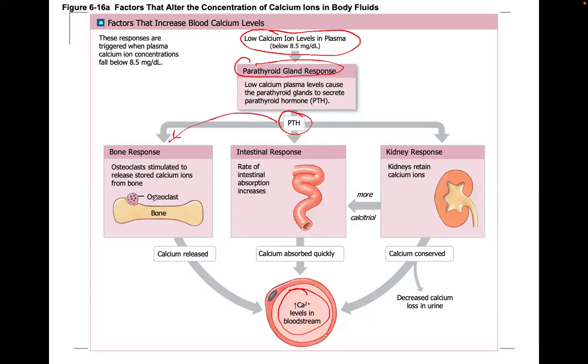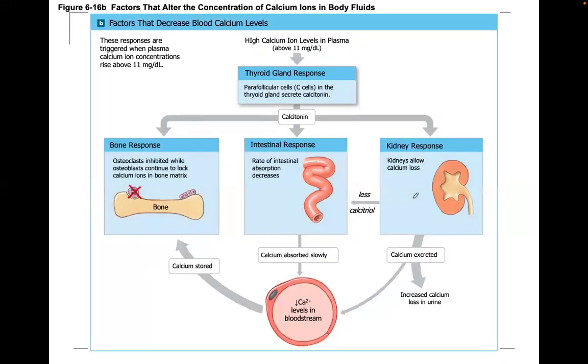What that does is it stimulates the osteoclast to break down bone, and that's going to increase calcium in the blood. It's going to increase the intestinal response, the rate of absorption. That too will increase calcium. And the kidneys, what the kidneys do is they produce vitamin D, which is needed by the intestinal tract to help increase the absorption of calcium. But the kidneys, besides producing vitamin D, say, hey, we don't want to lose calcium in the urine, so let's conserve it. So it decreases calcium loss. So bones, intestines, and kidney.